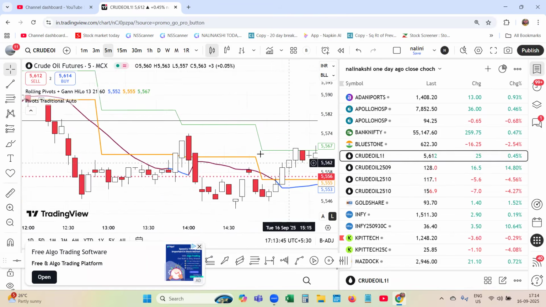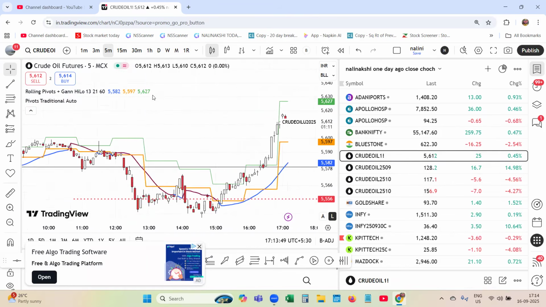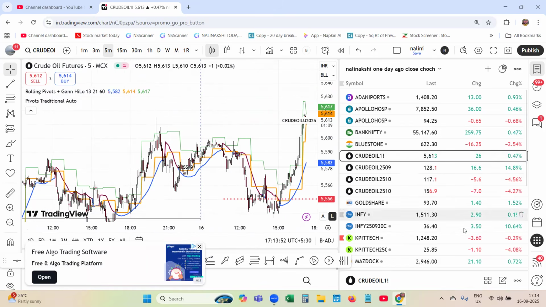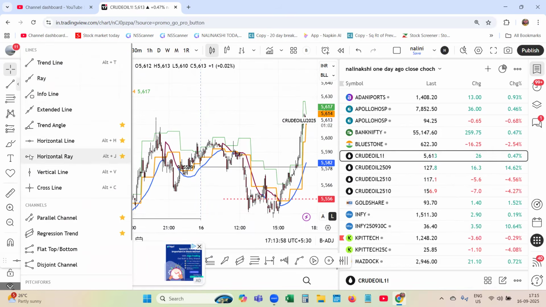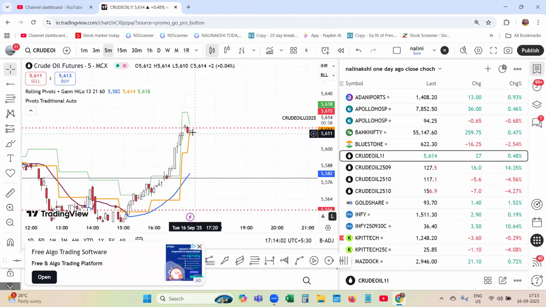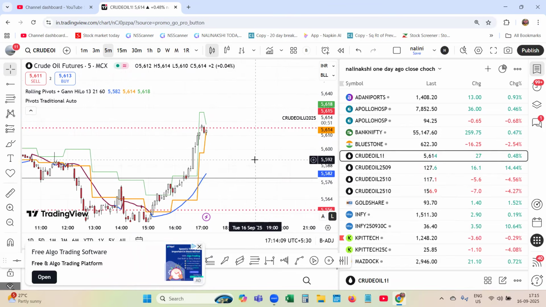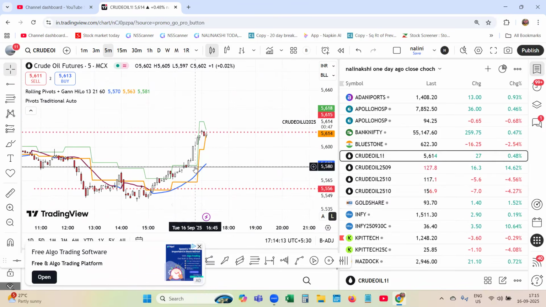Crude oil has now gathered momentum. It is running higher, and see, it has crossed the previous day's local high. It has gone above 5,614 and made a high of 5,615.